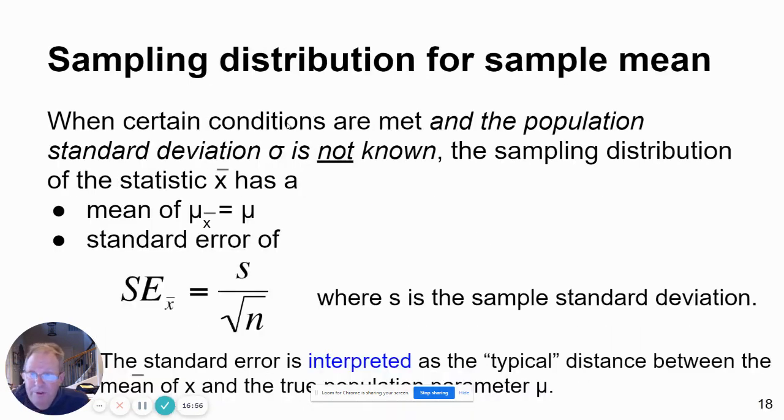Instead, we're going to use this type of sampling distribution. When certain conditions are met and the population standard deviation sigma is not known, the sampling distribution of the statistic x bar has a mean of mu and a standard error equal to the sample standard deviation divided by the square root of the sample size. And again, the standard error is interpreted as the typical distance between the mean of the data and the true population parameter mu.